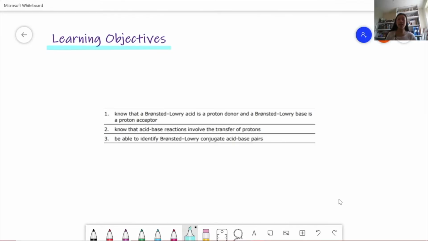Here are today's learning objectives. So we're first going to know that a Bronsted-Lowry acid is a proton donor and a Bronsted-Lowry base is a proton acceptor. We're then going to know that acid-base reactions involve the transfer of protons, and then we're going to be able to identify Bronsted-Lowry conjugate acid-base pairs.